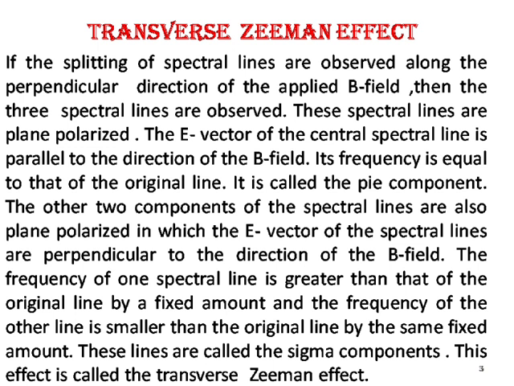The other two components of the spectral lines are also plane polarized, in which the E vector of the spectral lines are perpendicular to the direction of the B field. The frequency of one spectral line is greater than that of the original line by a fixed amount, and the frequency of the other line is smaller than that of the original line by the same fixed amount. These components are called sigma components. This effect is called the transverse Zeeman effect.